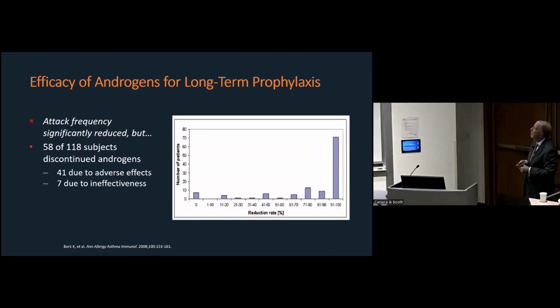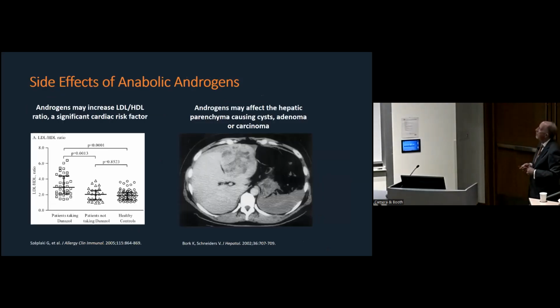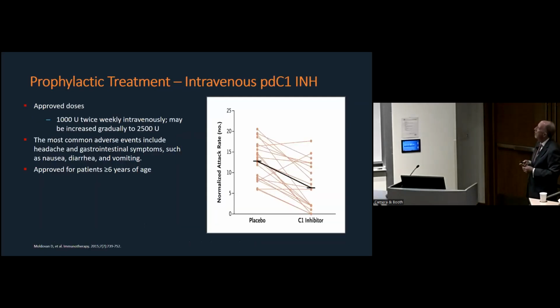This is androgen work. It works well. You can see 91 to 100% attack reduction in 80% of the patients in this study by Konrad Bork. The problem was that 58 of the 120 patients in the study had to stop because of side effects. What kind of side effects do you get with androgens? Well, you know what they are. You get changes in lipid profile, you get changes in the liver, anywhere from cysts to carcinoma. So if patients are on androgens, they need to be monitored for liver issues as well as cholesterol, lipid issues.